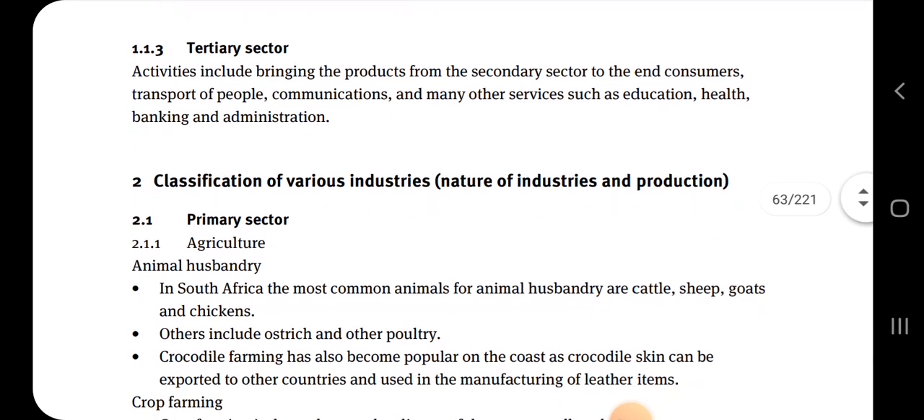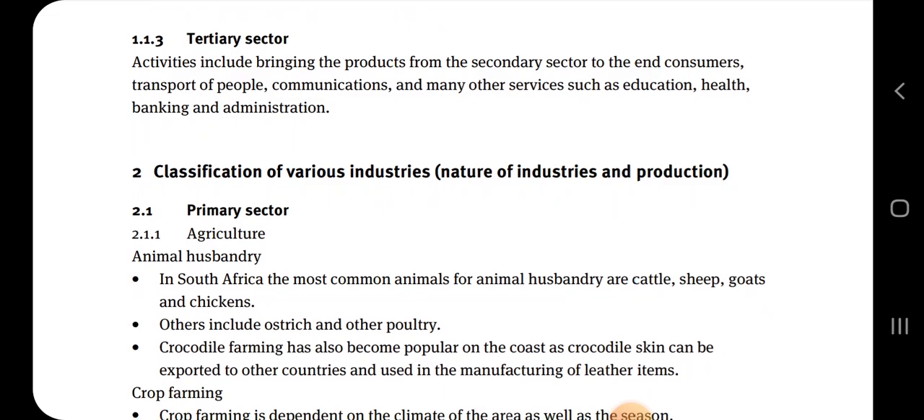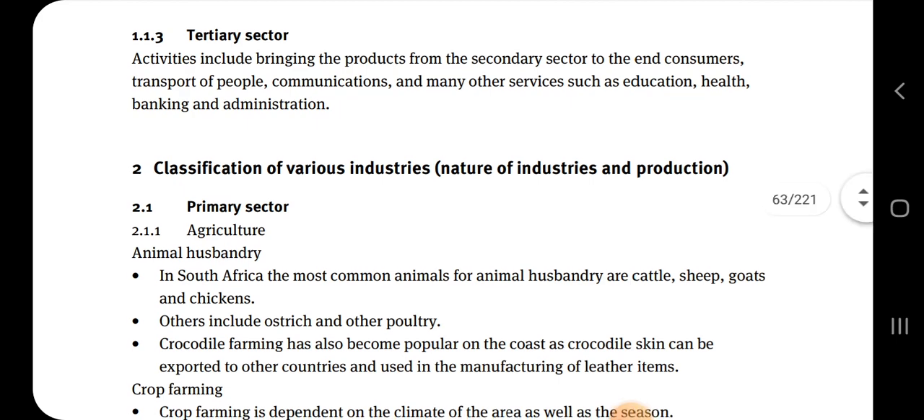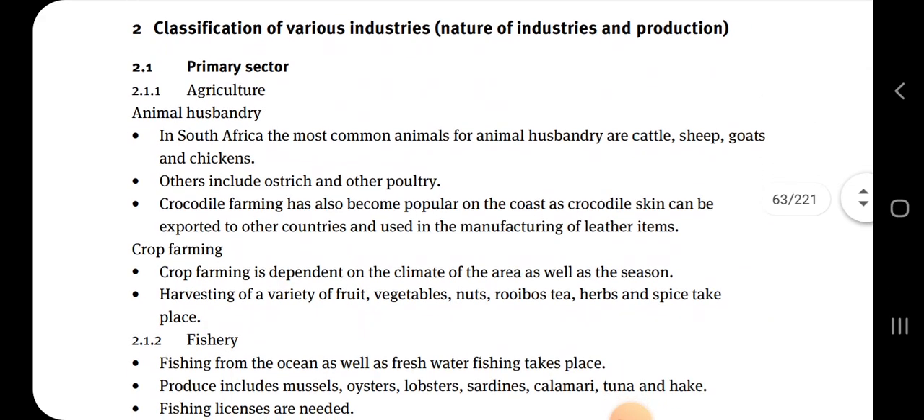And then in the tertiary sector, activities include bringing the product from the secondary sector to the end consumer. So transport of people, communications, and many other services such as education, health, banking, and administration are part of the tertiary sector. They are selling a finished product. And then there are classifications of various industries, the nature of industries and production.